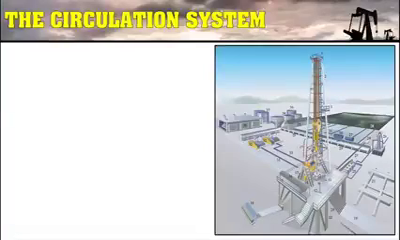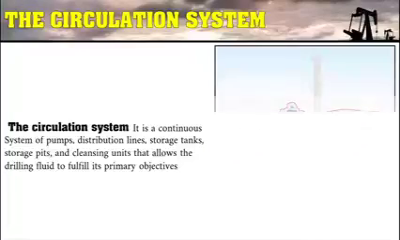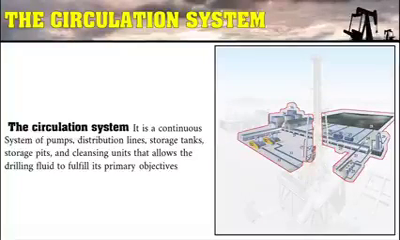Another drilling rig system is the circulation system. The circulation system is a continuous system of pumps, distribution lines, storage tanks, storage beds, and a cleansing unit that allows the drilling fluid to fulfill its primary object. As you can see in the figure, here's a drilling rig, and all the items shown in the figure belong to the circulation system.